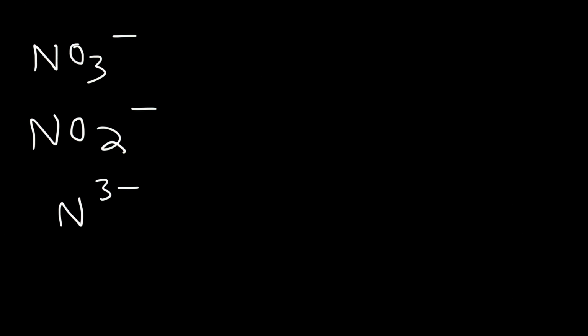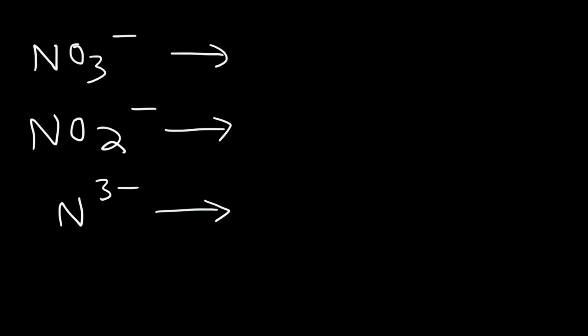The first one we're going to talk about is NO3 minus. In addition, we're going to talk about NO2 minus and N3 minus. Do you know the names of these three ions? The first two are polyatomic ions because they're ions that are composed of many atoms. The third one is a monoatomic ion. It's an ion that's composed of one particle, one atom.